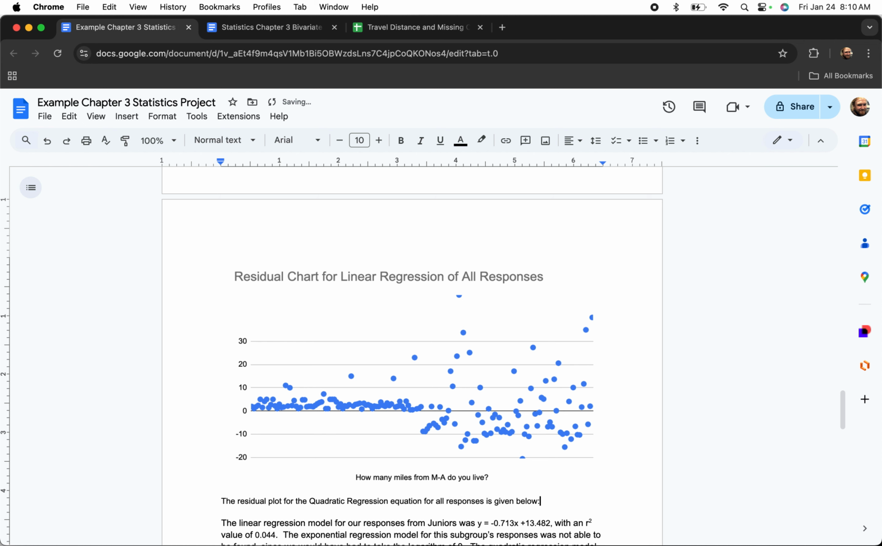Now, remember, again, anytime you have a subgroup that you identify, you need to analyze that subgroup the same way you did the entire group. So I actually have a whole bunch of subgroups. First off, what year are you in high school?